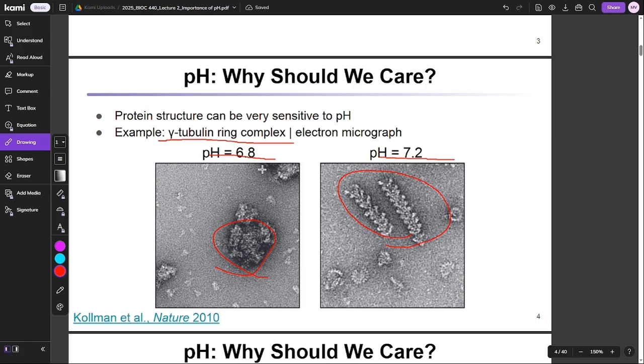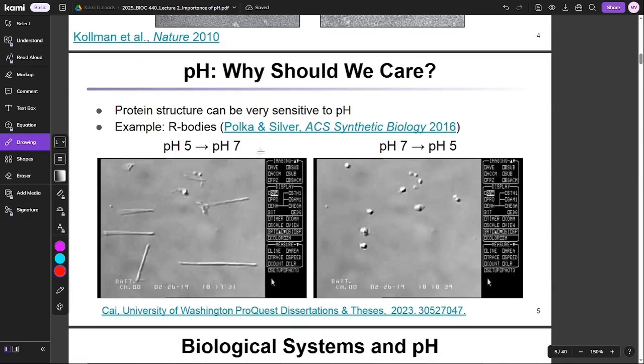But anyways, as you can see here, at pH 6.8 the gamma tubulin clumps up, and then at pH 7.2, which is like blood pH right here, it's more in a linear fashion. Same thing here, right? You can see there's a change from pH 5 to 7. From pH 5 to 7, you get a linearization. From pH 7 to 5, you get more of these singular parts.